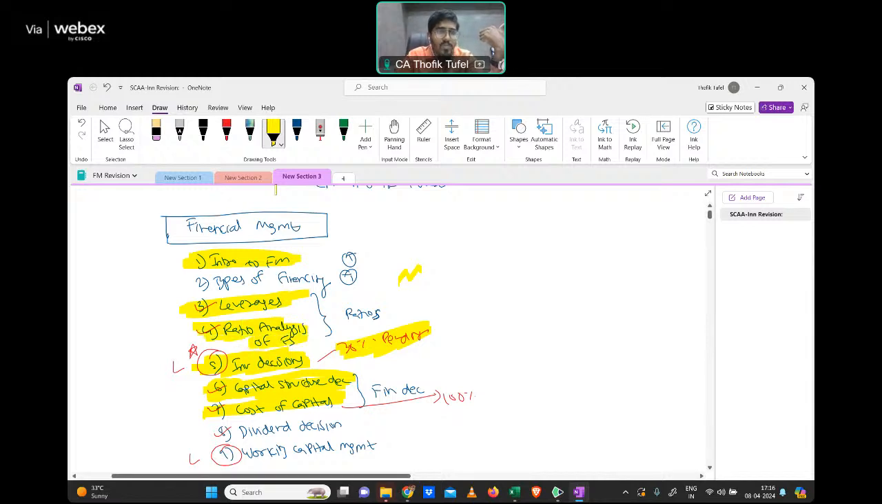So we only have now 2 chapters pending, which is dividend decisions and working capital management. Okay, and our agenda is to complete these 2 chapters tomorrow. Dividend decisions and working capital management. These 2 chapters we are going to cover tomorrow.